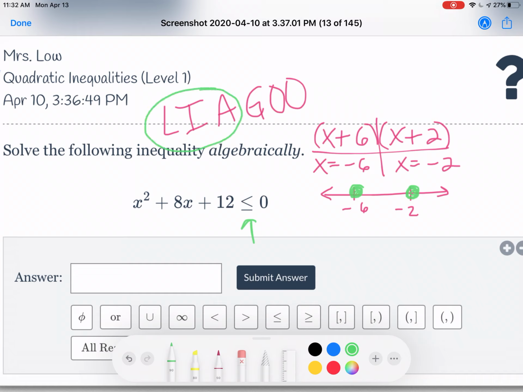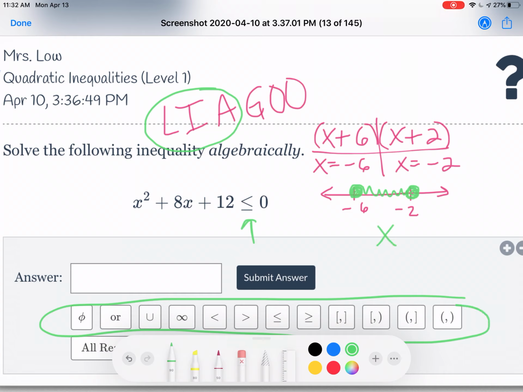Remember, this is my silly little acronym that I made up. LEA stands for less than, it means I'm going to shade inside. I like to make a little graph before I do it algebraically. Now I notice there's all kinds of ways that I could present my answer here. I think I'm just going to do inequality notation.